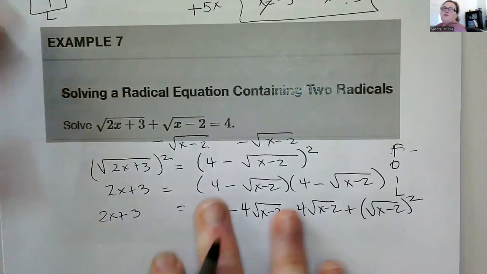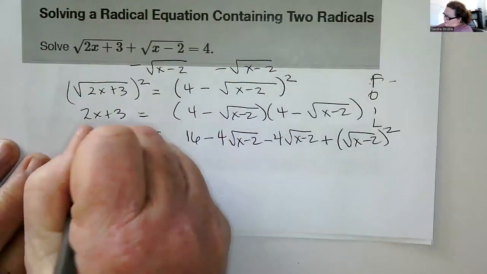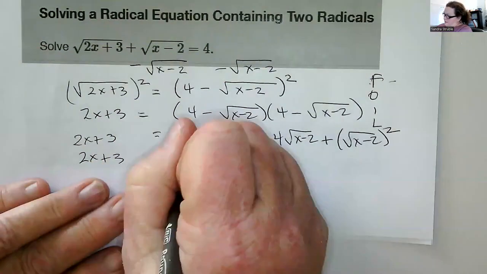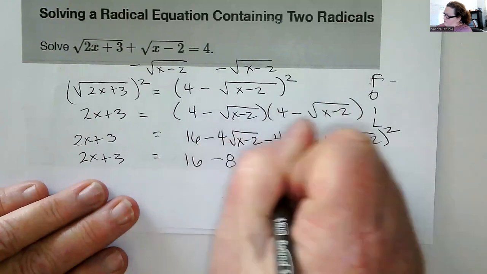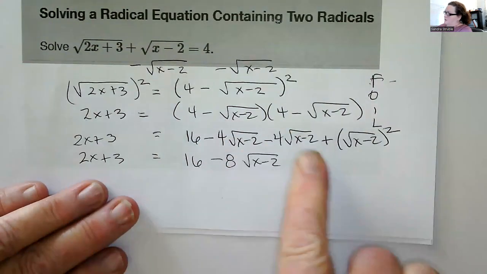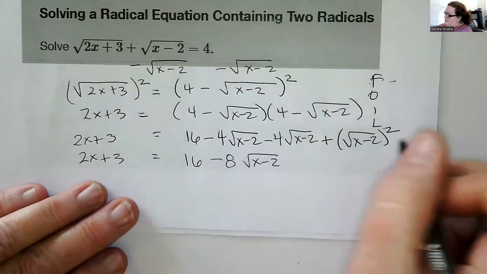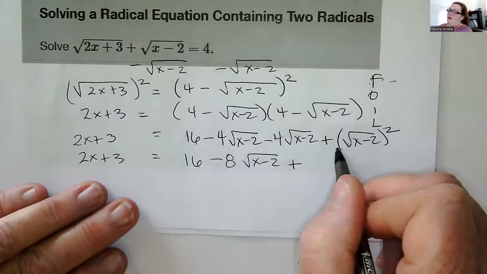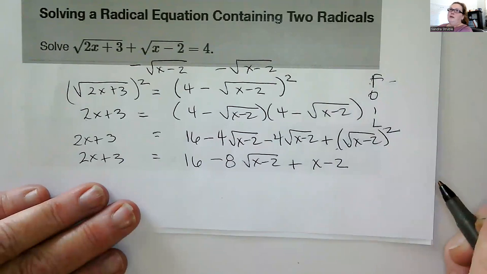Just keep bringing down that left side. All right, keep bringing down the left side, 2x plus 3. Combining like terms on the right, I get 16 minus 8 square root of x minus 2. I can do that because these are exactly the same. And then the last is plus, well, the square root and the square cancel each other out, so it's just x minus 2. Continue combining like terms.